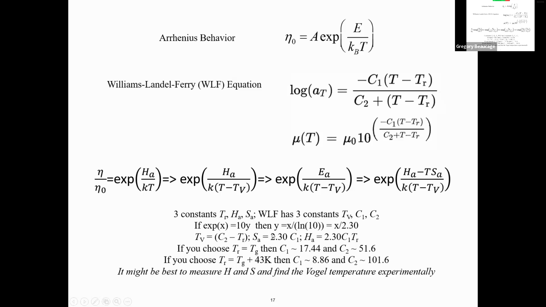S_A is just a constant, I guess. No, S_A is 2.3 times C1. 2.3 relates natural log to log base 10. C1 is the entropic part of the activation energy, in other words, this ordering going on when flow happens.